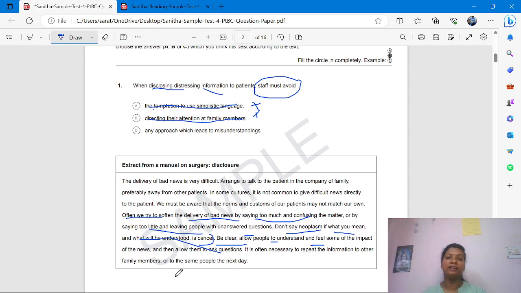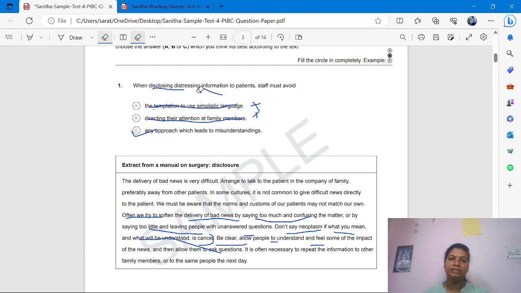We have to be clear. We have to give clear information. Don't confuse patients. So what we have to avoid is that staff must avoid any approach which leads to misunderstanding. The answer is B. See how the answer is getting.